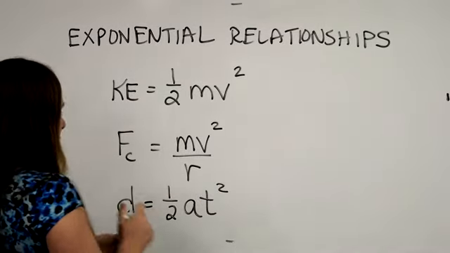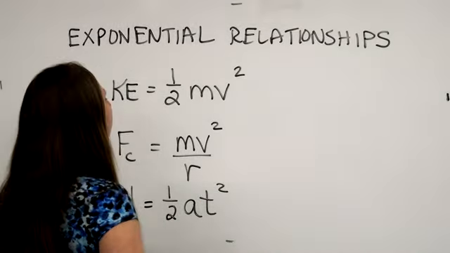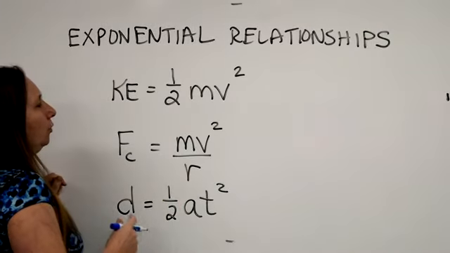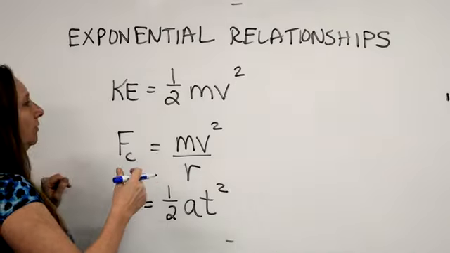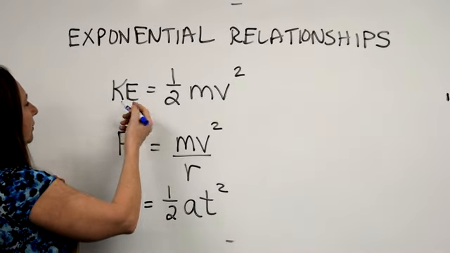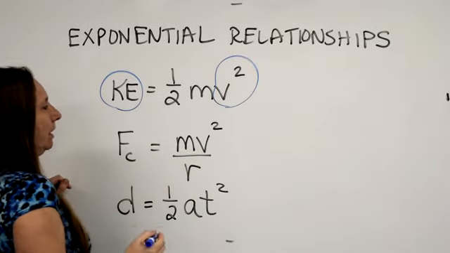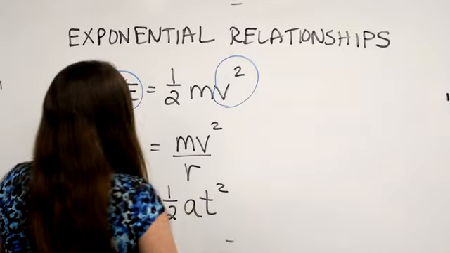So what we have here is an exponential relationship where there's no inverse involved. So let's say, for example, the relationship here between kinetic energy and velocity is going to be squared. And remember what that looks like.